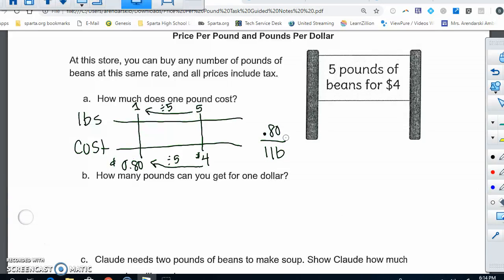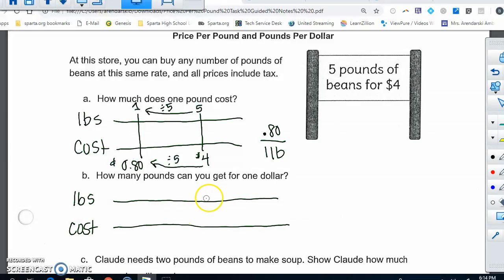Okay. Part B, how many pounds can you get for $1? Now, this is a type of problem. Up top, we were finding for 1 pound. But in part B, we're finding for $1. So, same setup. We're going to write pounds, cost. Make sure you're writing down and recording everything with me. These are considered notes.